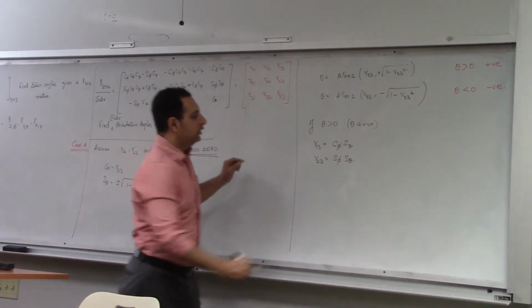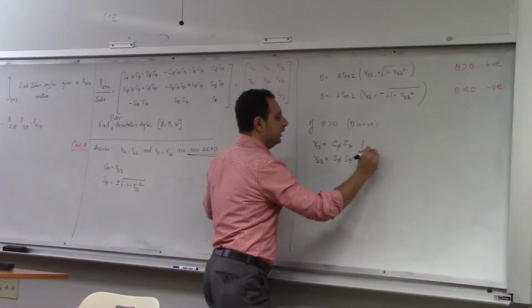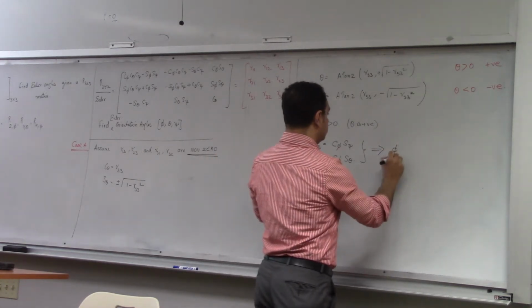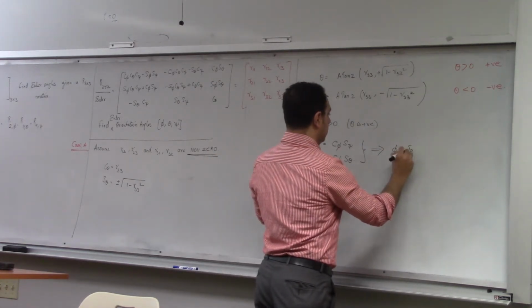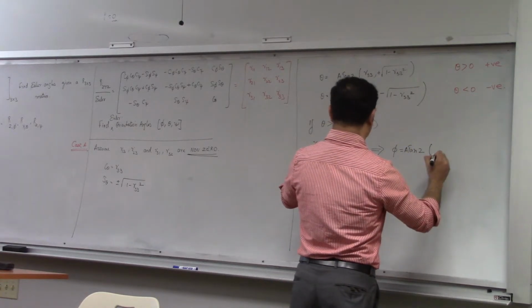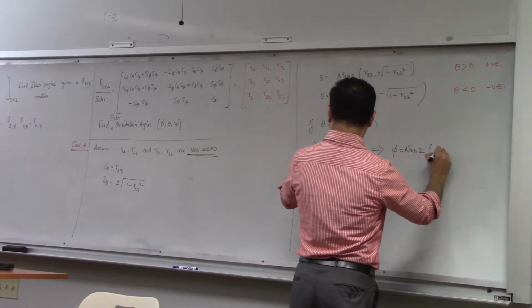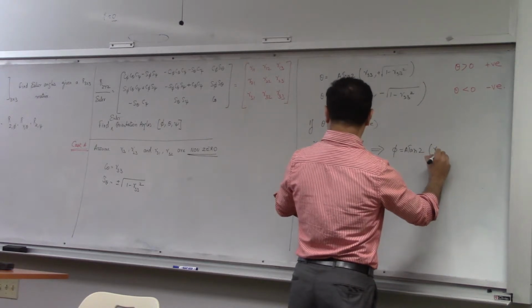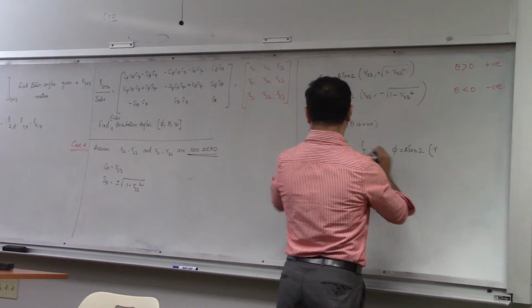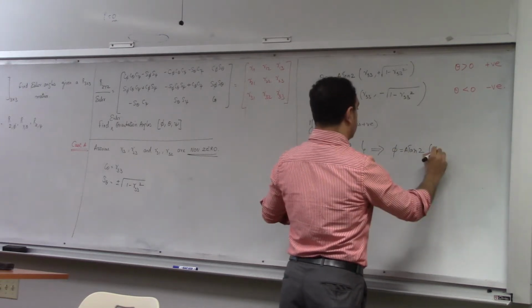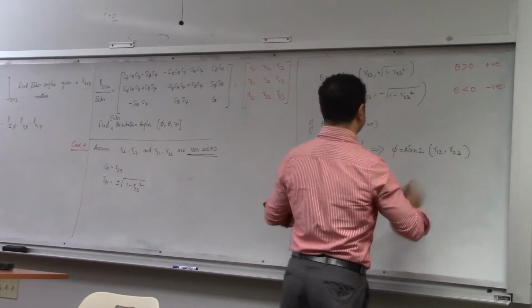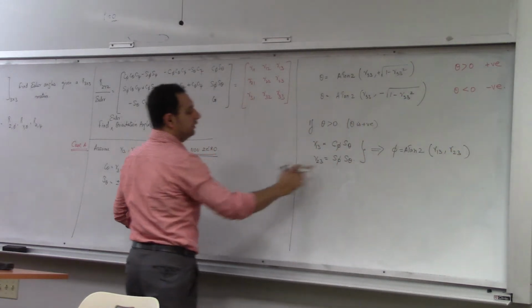Okay, so this will imply from here, you can say phi will be equal to A tan 2 of R13 comma R23, divided by sine theta. Okay, cos and then sine.